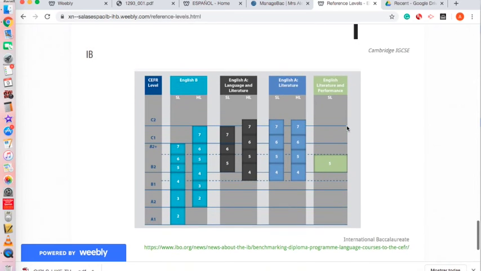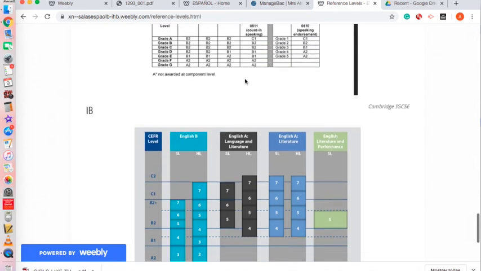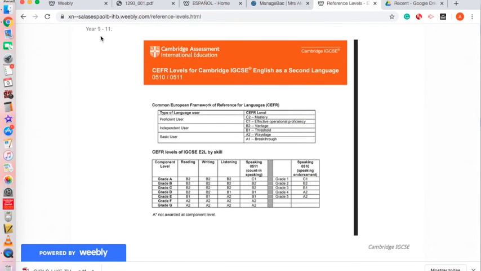And then here for the IB, we also have what would be the equivalent according to the CEFR level, and what would be the grade according to the scale that IB works with, 1 to 7. You can see, for example, English B and English A, language and literature. There is not a scale like this for Spanish, but we can take English as a reference. So the way that I'm going to assess you is through this scale. If you are in 9 to 11, that's the scale we're going to use, according to the criteria in the CEFR.